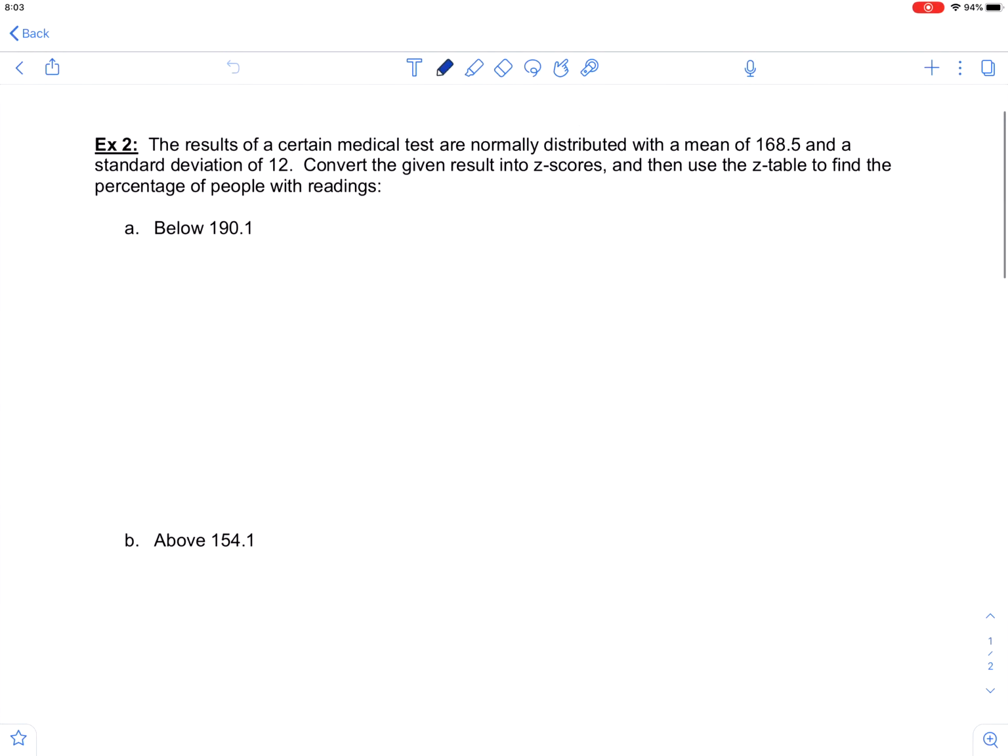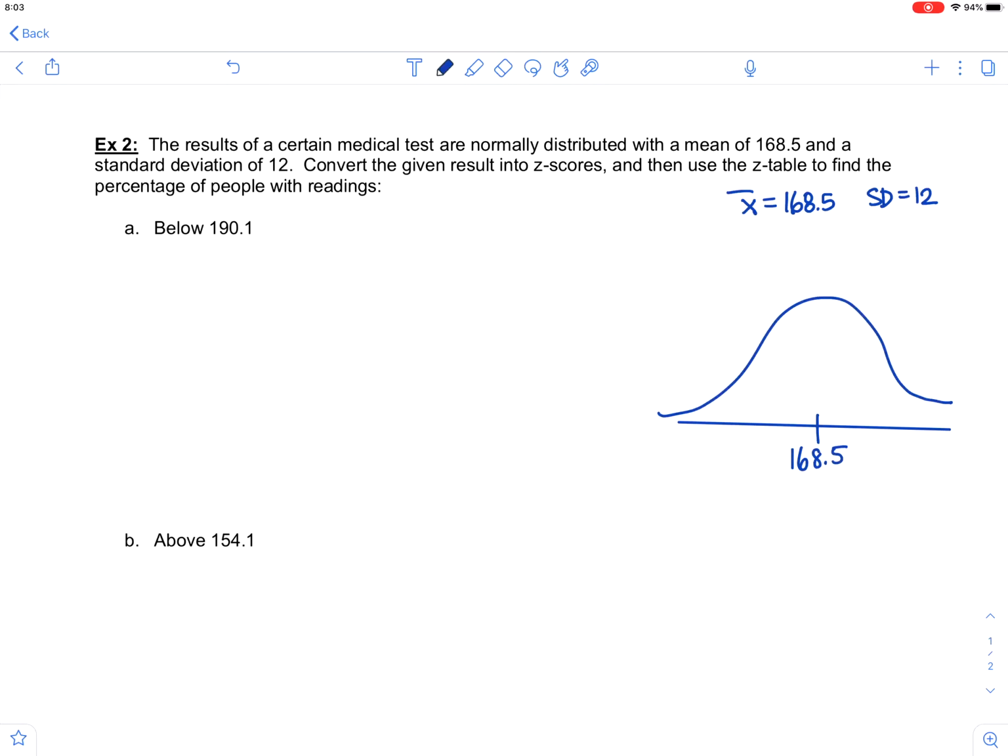So let's focus on part A. And even though a picture is not necessary, sometimes it's nice to visualize what's happening here. We have a mean of 168.5 and a standard deviation of 12. 168.5 is a test score of whatever this medical test is. Anything above 168.5 would be to the right. Any score below 168.5 would be to the left.